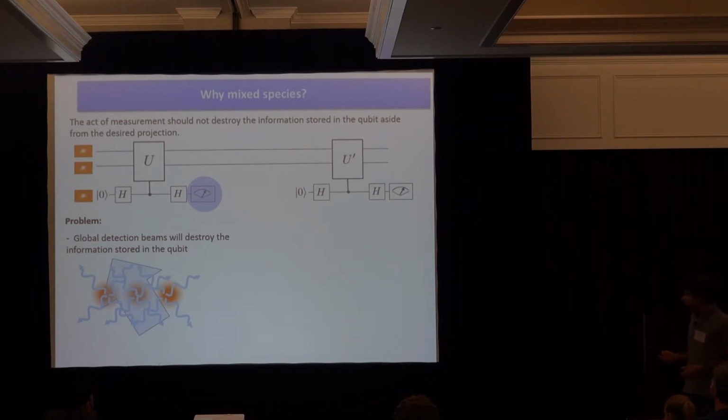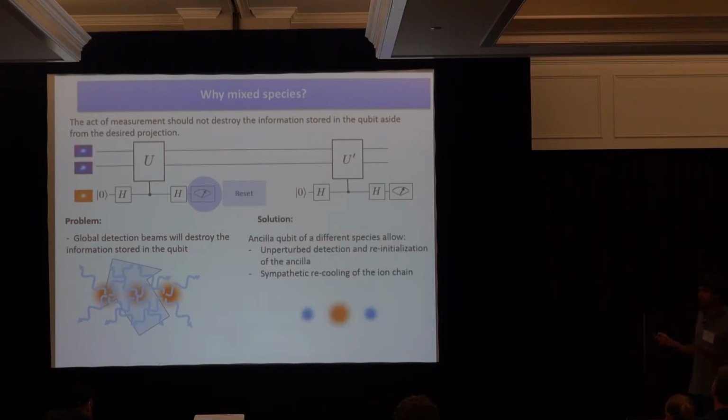And that's something you don't want, so how do we solve it? Well, use a different species for your qubit. And this has some advantages. One advantage is that, of course, now whenever you apply your detection beam, only the ancilla qubit will scatter photons. That's because the laser system that we use for calcium is completely different from the one we use for beryllium.